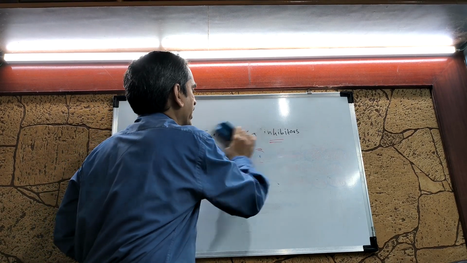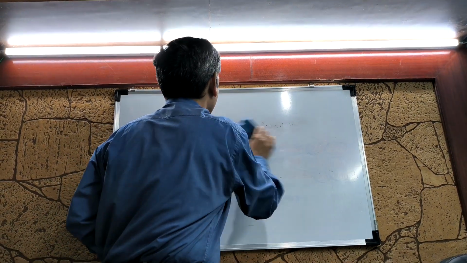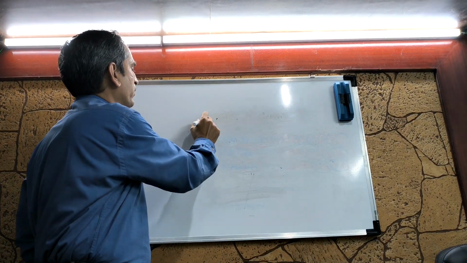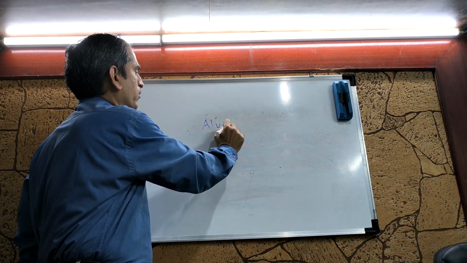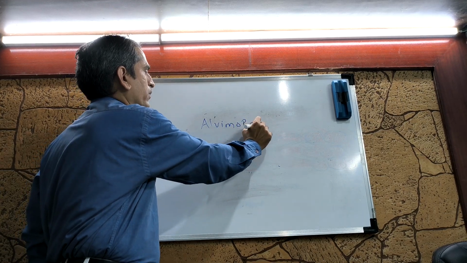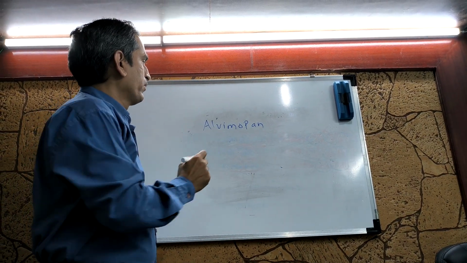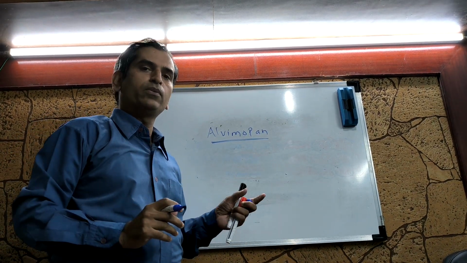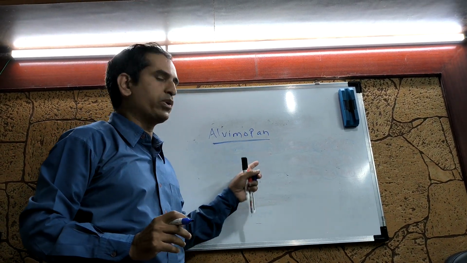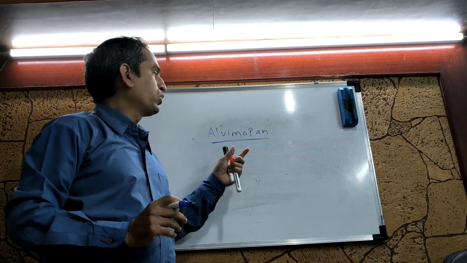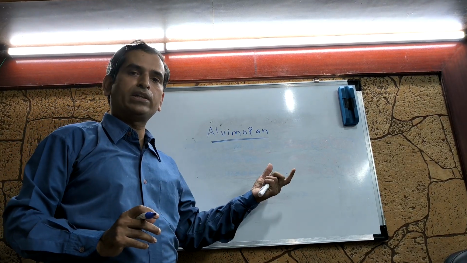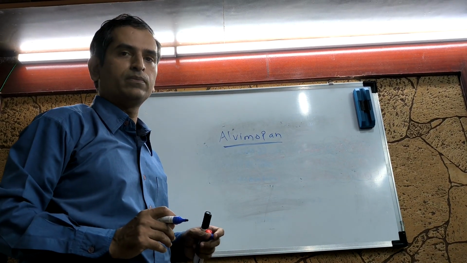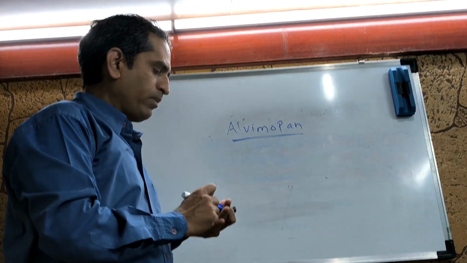Now the second example that I will take in this video is about a drug known as alvimopan. Now this drug is used as a short-term therapy for patients who undergo gastrointestinal surgery. So to improve the recovery of the intestine after GI surgery, this drug is used for short-term purposes. Now how do I remember the name of this drug?